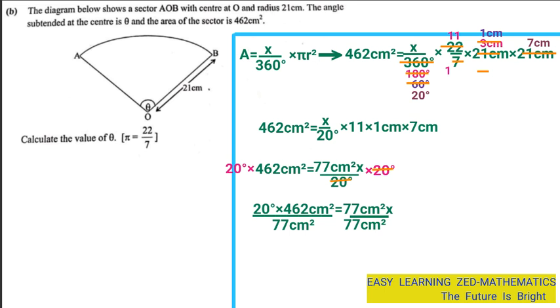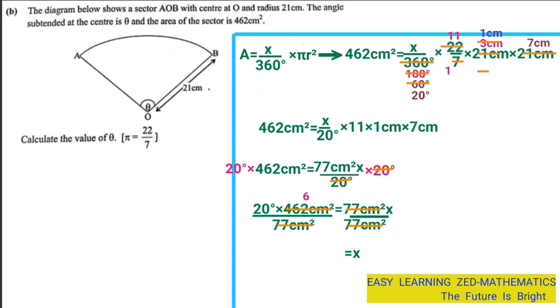So once I've done that, I divide 77 centimeter squared x by 77 centimeter squared. The 77 centimeter squared cancel each other and give us the quotient, which is x. Then I'm also going to divide this side: 77 centimeter squared into 462 centimeter squared is going to give us 6. So we have been given 6.